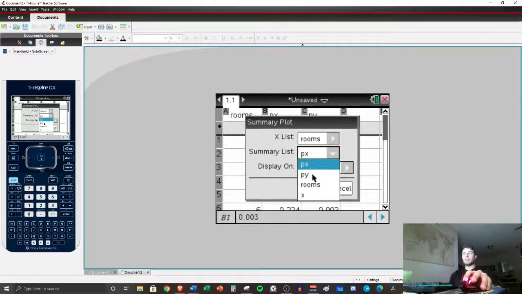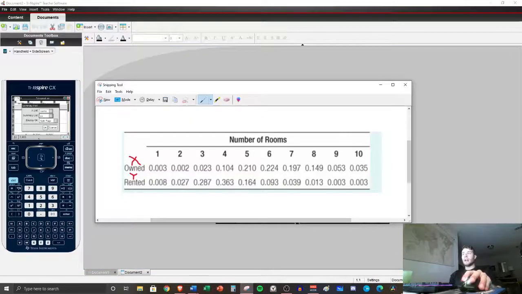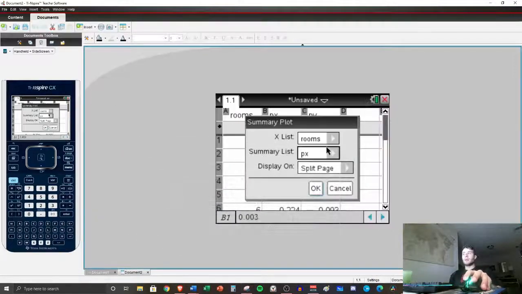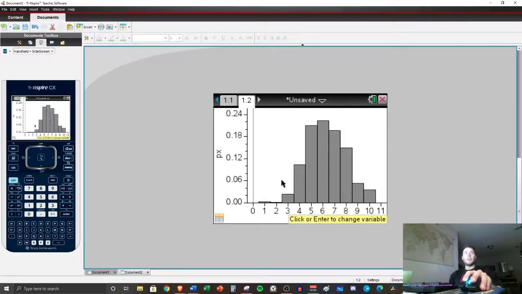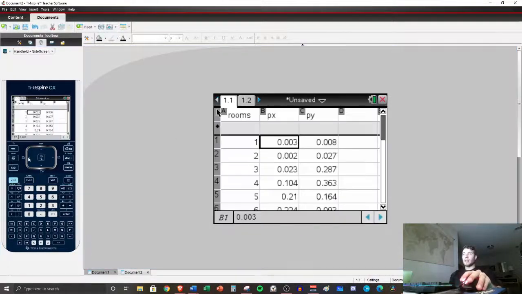Our summary list is going to be the probability. So we know that this is going to be the ones that are owned. Probabilities of X. Now we want to make a new page. Hit OK. There's our histogram for the rooms that are owned. So we're going to go back. You can use your scroll pad here, go back, or hit Control to the left.